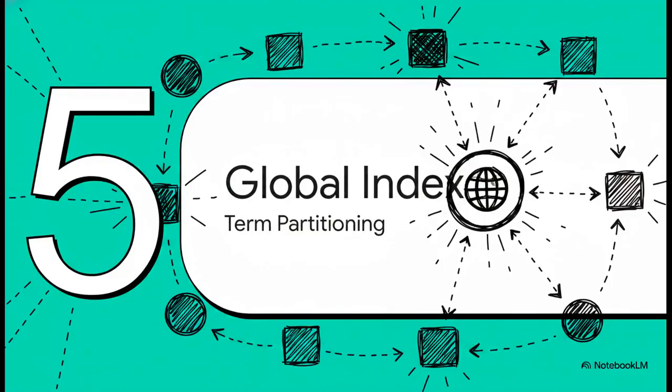Section 5, Global Indexes or Term Partitioning. Now, if scatter-gather is just way too slow for your application's read workload, we need to shift gears to this architecture, which is designed specifically to fix that painful read path we just described.